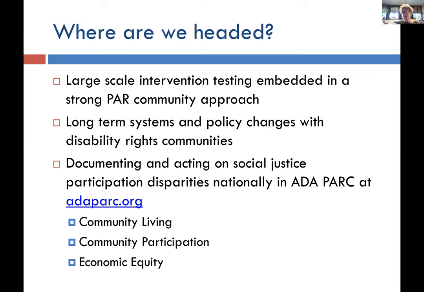We're also working on a number of long-term systems and policy changes with the disability rights community. Right now is an excellent time in this administration. There are a number of very large policy kinds of implications happening related to home and community-based practices and services and supports that could very well change access and improve access.